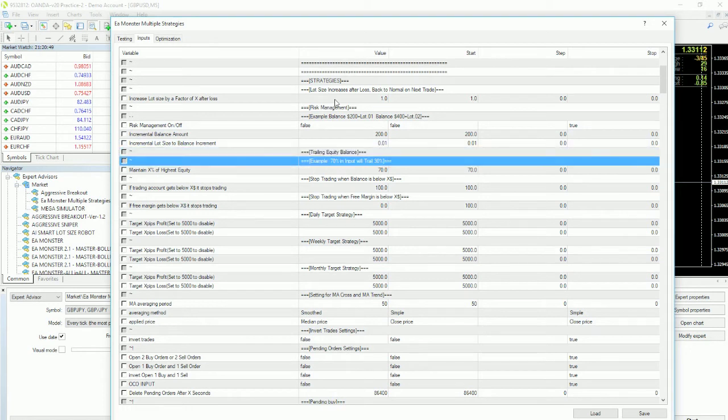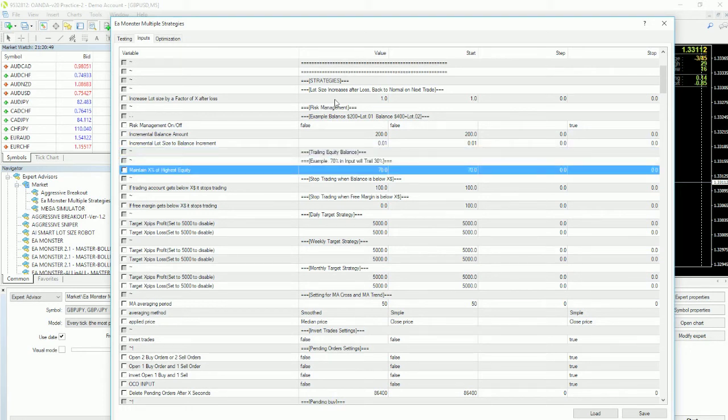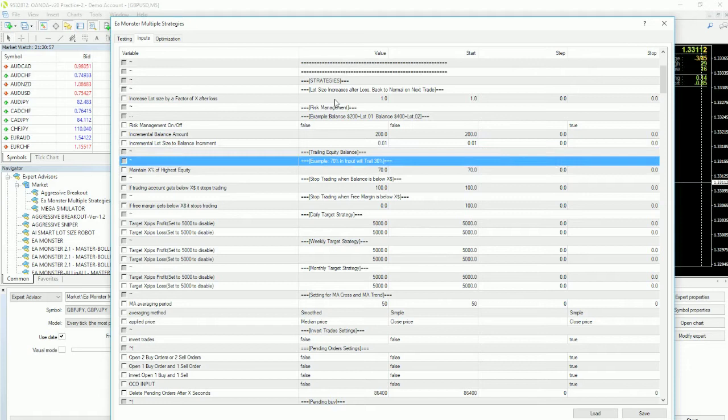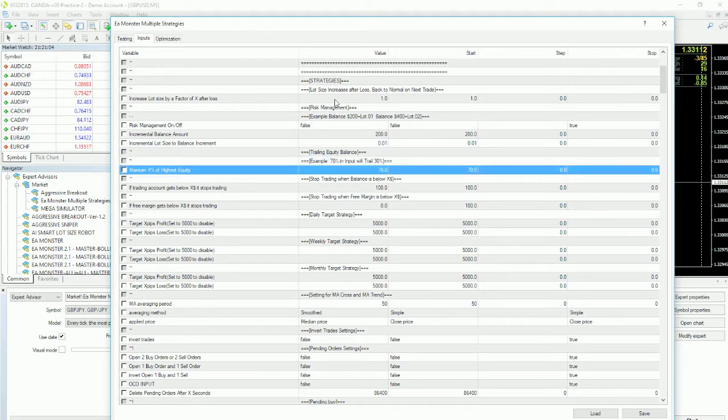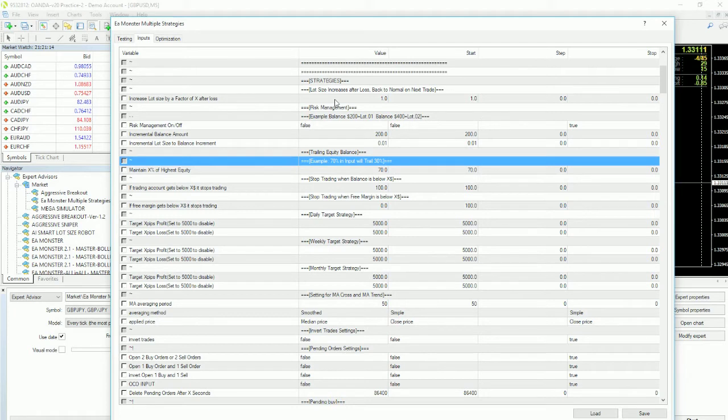And we have this here, which is something very difficult to understand. It's a trailing balance. Basically, you're going to go input. The default is 30% trailing. So basically, if your equity balance is $1,000, and if that balance goes down to $700, which would be a 30% decrease, it will stop trading. The EA will just stop trading because you don't want to lose any more than that.